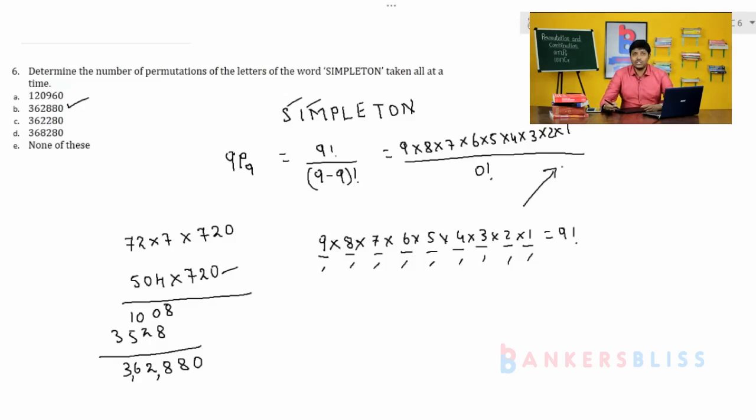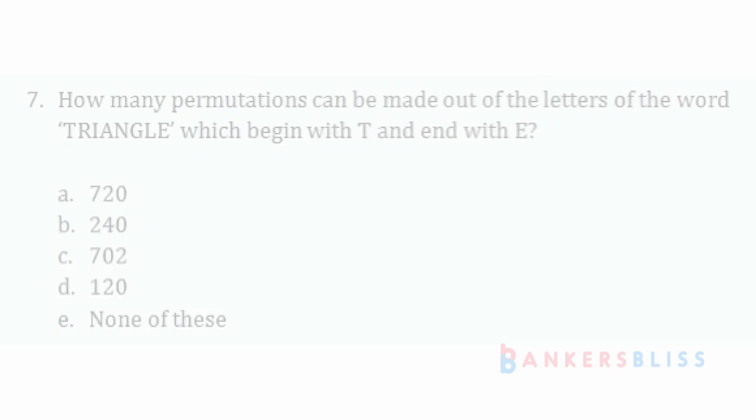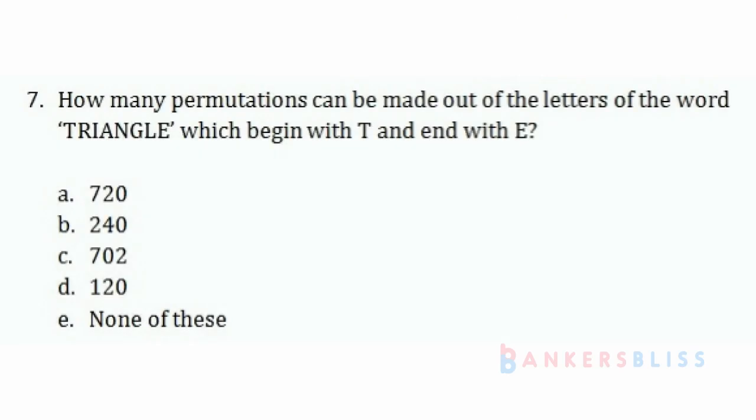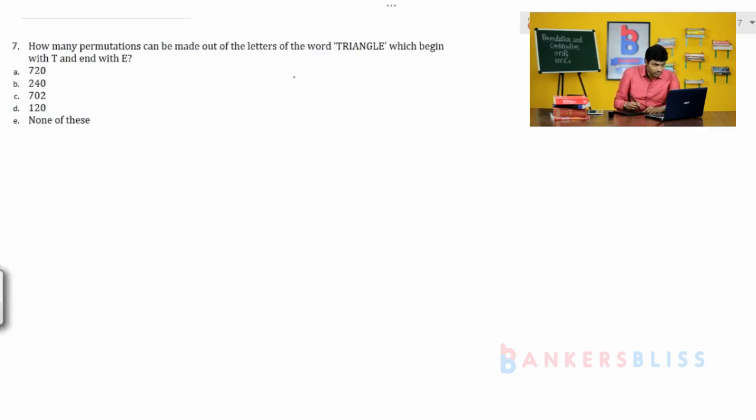Okay, let's move on to the next problem, problem number 7. How many permutations? Permutations are nothing but arrangements. So how many arrangements can be made out of the letters of the word triangle, which begin with T and end with E? So triangle, T-R-I-A-N-G-L-E, triangle.